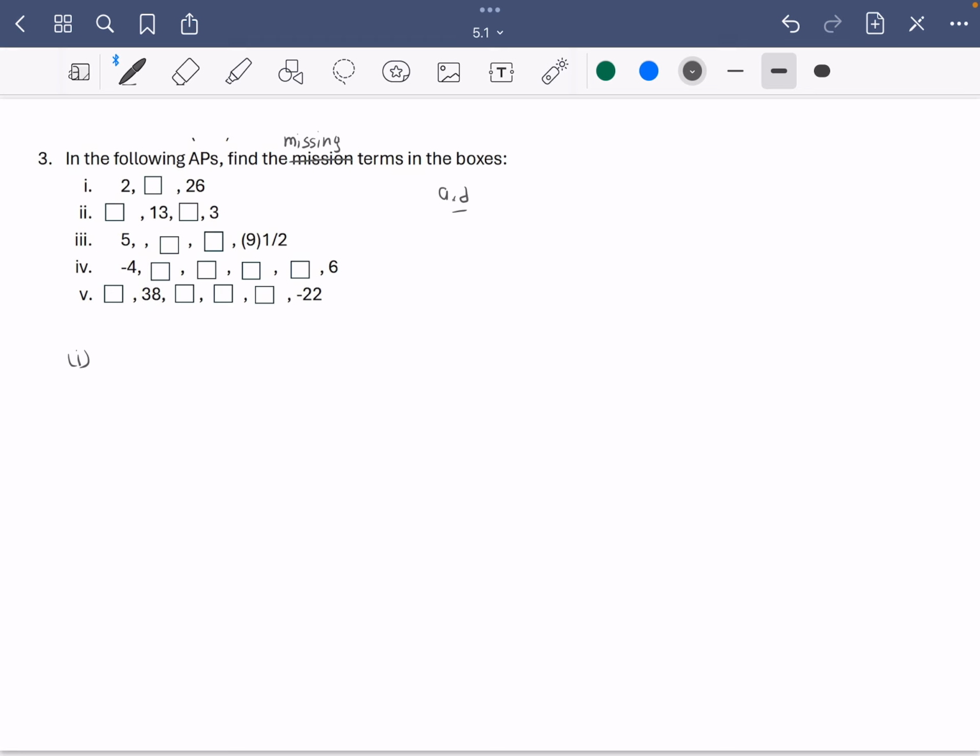So first question is 2, box, 26. So the first term, that is a, is 2. Then we have box, second term, that means this is a plus d. Then we have the third term, that is a plus 2d, which is going to be 26.